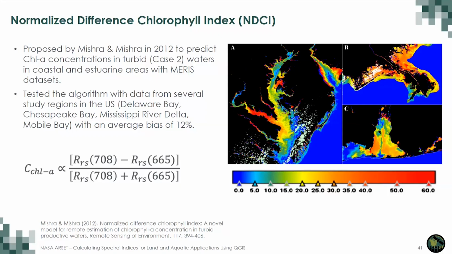Following the simplistic concept of NDVI applied in land vegetation monitoring, NDCI was developed by taking the spectral band difference of those 708 and 665 nanometer bands and normalizing the sum of their reflectance to eliminate any uncertainties in the estimation of remote sensing reflectance, seasonal solar azimuth differences, and atmospheric contributions at those wavelengths.